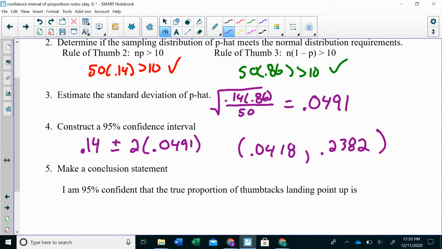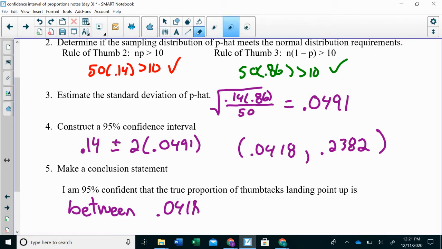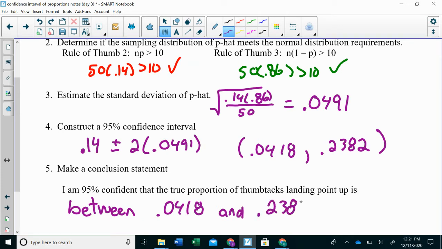So the conclusion statement that we can make: I am 95% confident that the true proportion of thumbtacks landing point up is between these two numbers that we've just calculated, between 0.0418 and 0.2382.